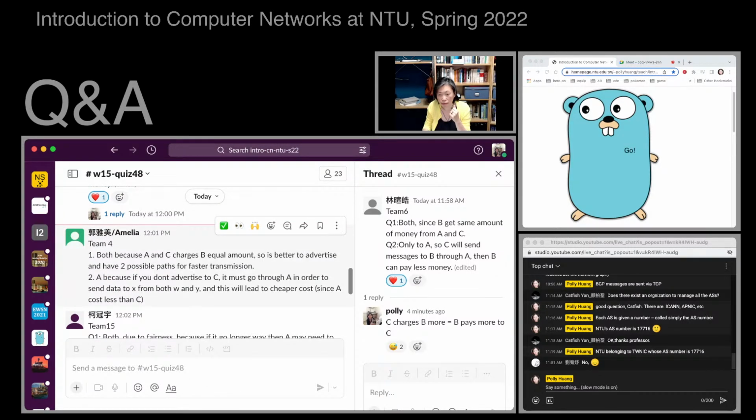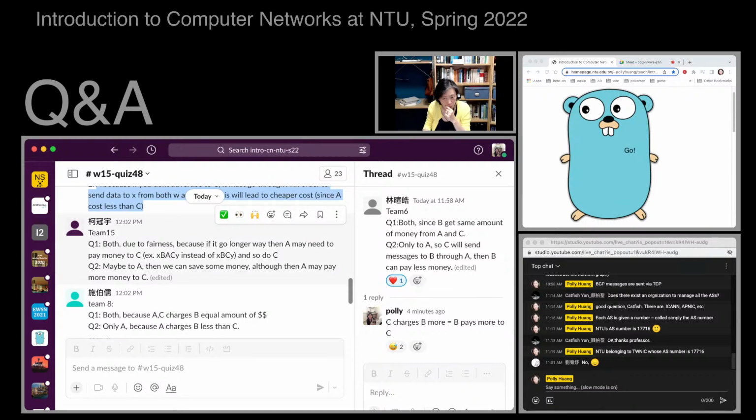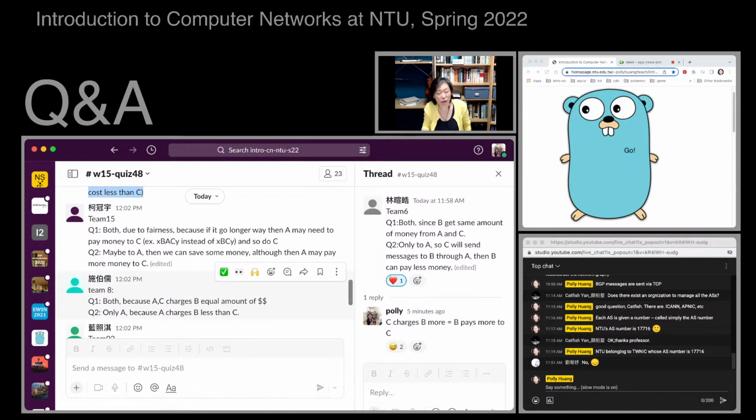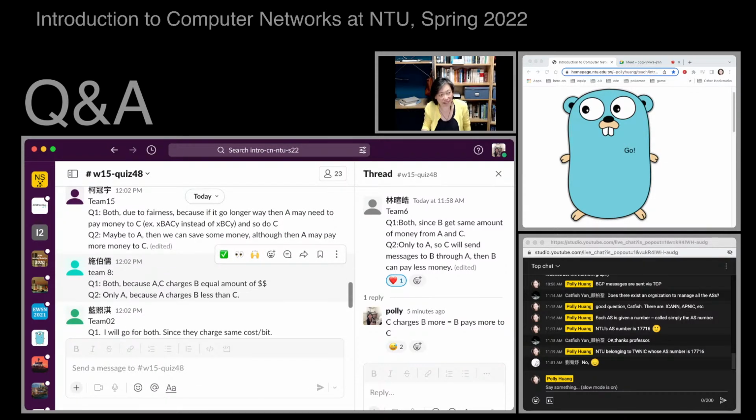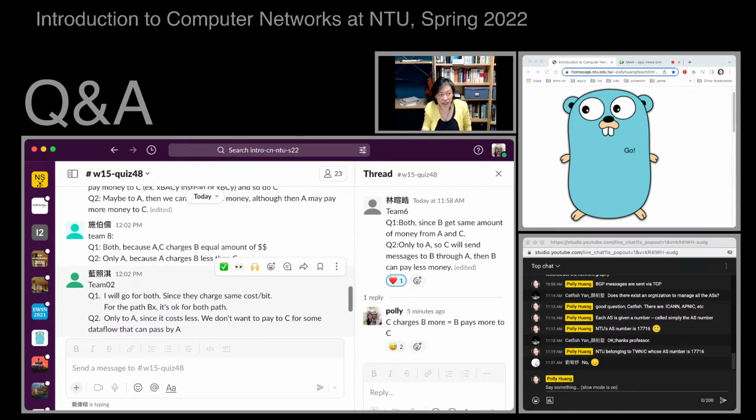Yeah, so I see in Team 4's solution, only to A. Thinking again about money. If you are B, not thinking like A, not thinking from A's perspective. Very good. Maybe to A, then we have some money, although then A may pay more money to C. Yeah, poor A. But you see that from B's perspective, it seems that it's a wiser thing to do. After all, ISP is a business. In business, money is a very, very important metric.